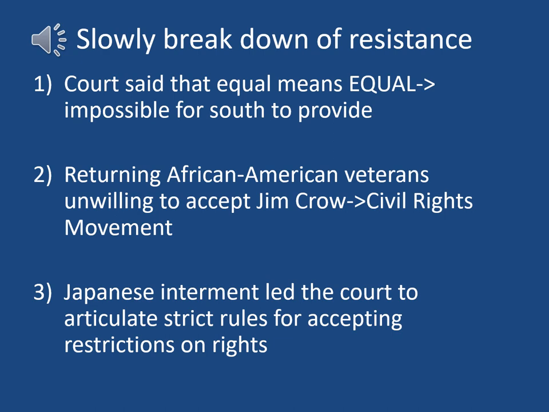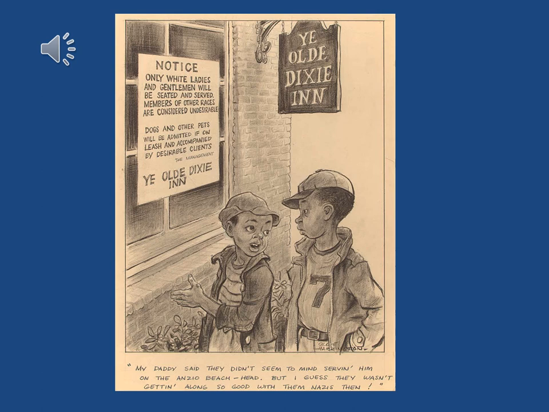And under the new jurisprudence, the court was very serious about issues of restriction and discrimination against citizens. This is an excellent cartoon that encapsulates that attitude of African-American veterans who are coming back from a war against Nazi Germany, where sometimes they were treated better by the locals and the Nazis than they were treated by their fellow white soldiers, coming back to the South and being treated like second-class citizens. As the boy says, my daddy said they didn't seem to mind serving him on the Aunt of Big Head, but I guess they wasn't getting along so good with them Nazis then. So that's an excellent explanation of this idea.